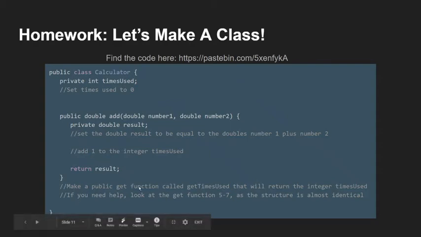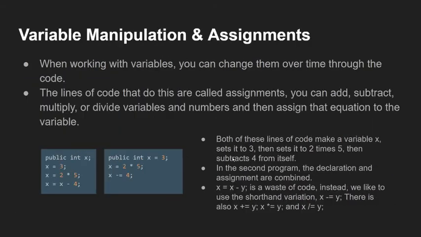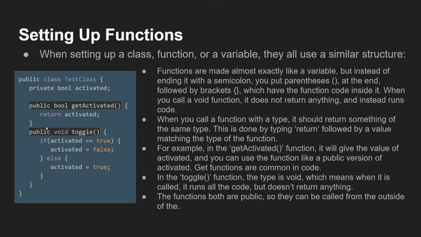Now, make a public get function called getTimesUsed that will return the integer timesUsed. If you need help, look at the get function on 5 to 7, because the structure is almost identical. 5 to 7 is this page to this page, but if you look at this, it's extremely simple. It's public, the type, get activated, which in this case would be getTimesUsed, 2 parentheses, semicolon, return timesUsed. That's really all you're doing.